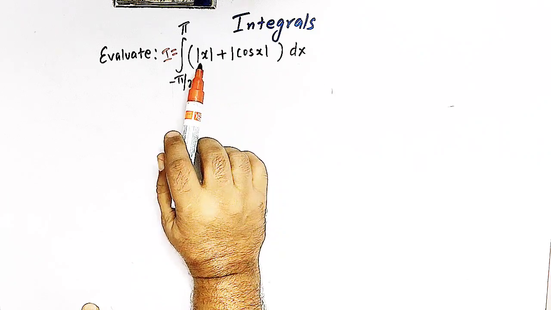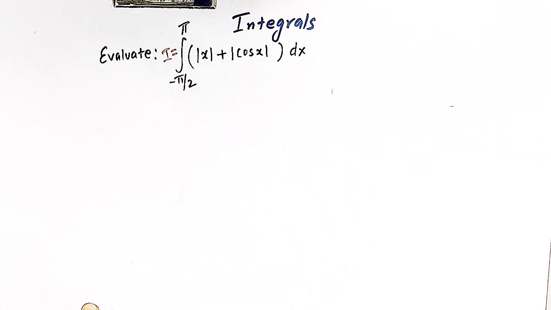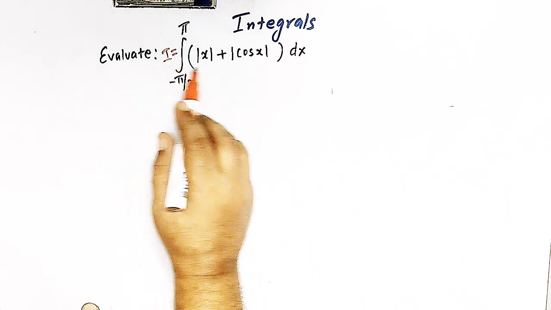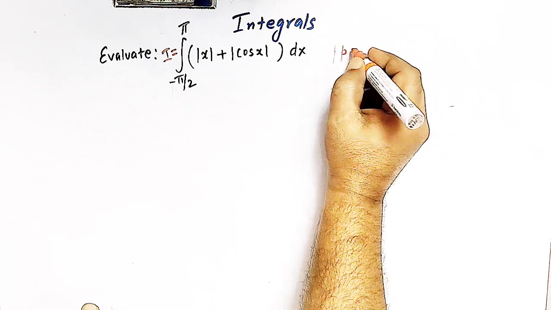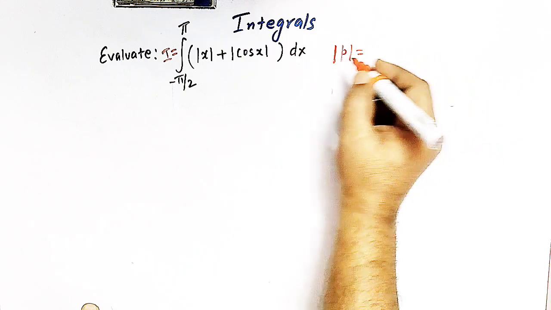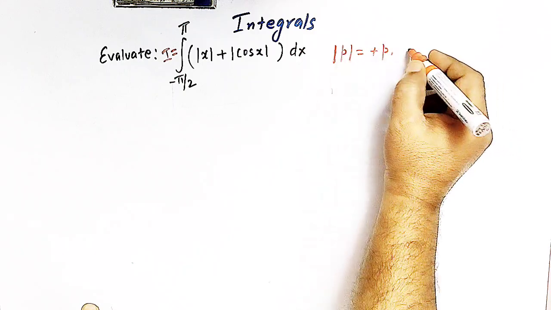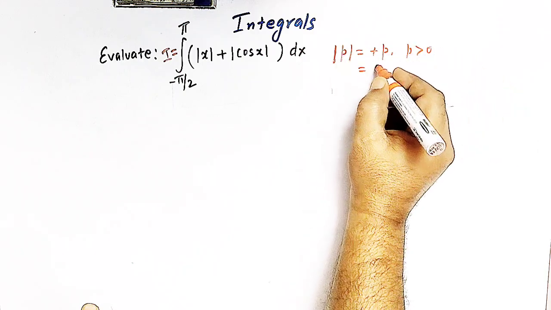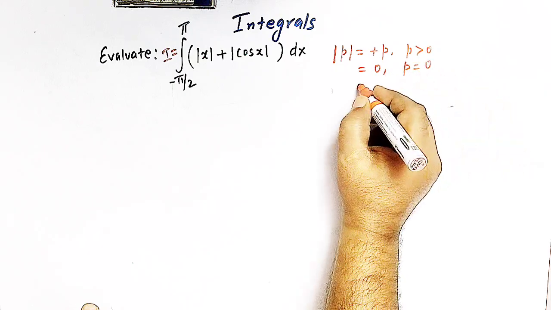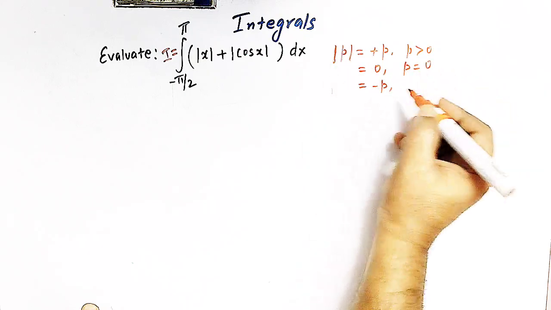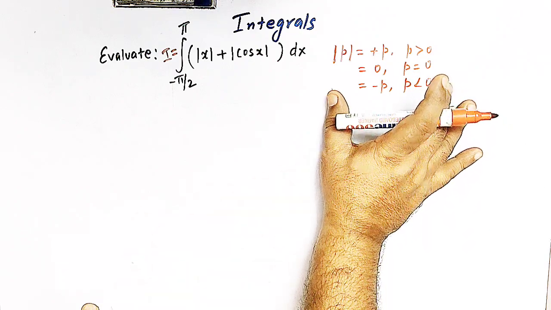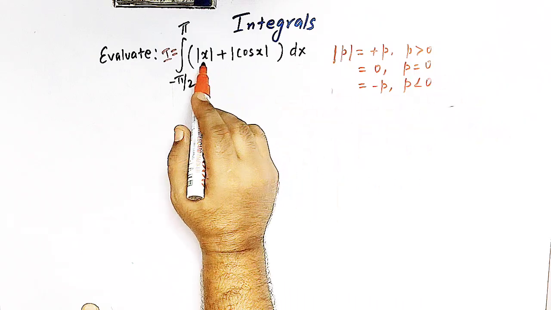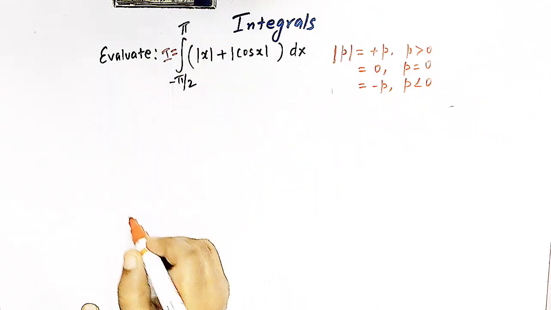Now since here we have a mod function, we'll utilize the definition of mod function to get the value of this definite integral. See, the definition of mod function goes like this: mod of p is equal to a positive p whenever p is greater than 0, mod of p is 0 when p is equal to 0, and mod of p is minus p when p is less than 0, right? So we are going to use this definition of mod function to simplify this definite integral.